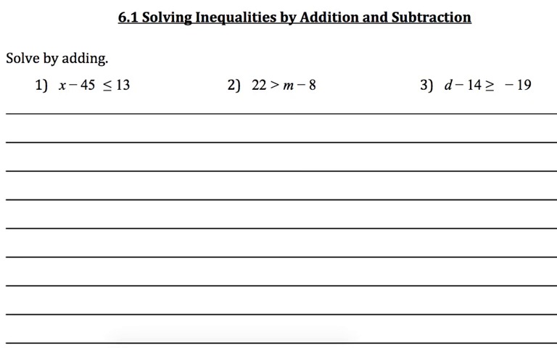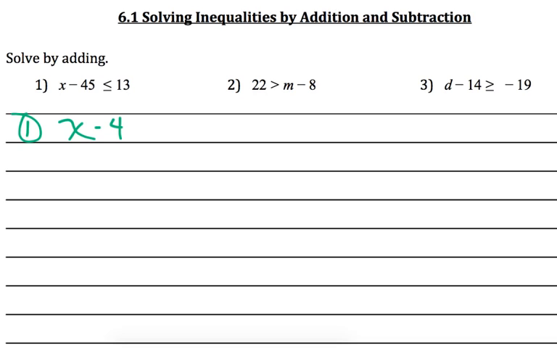In 6.1, you're going to solve inequalities by addition and subtraction. So what makes an inequality different from an equality? In the past, you had like 2x equal to 10, and then you would divide both sides by 2. So instead of having that equal sign there, you're now going to have greater than symbols, less than symbols, or somewhere it's like less than or equal to. And since all of these only involve addition or subtraction, that's all we'll deal with today.